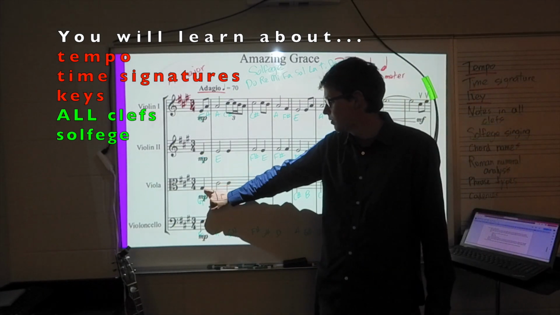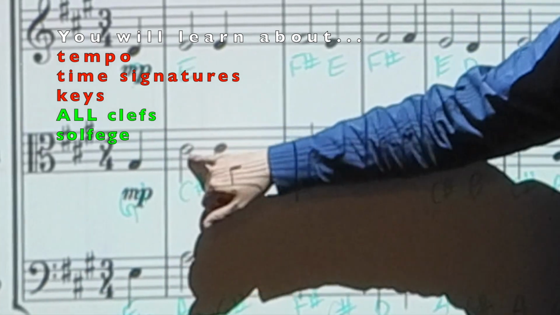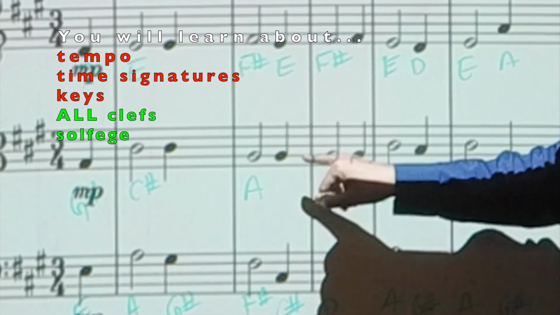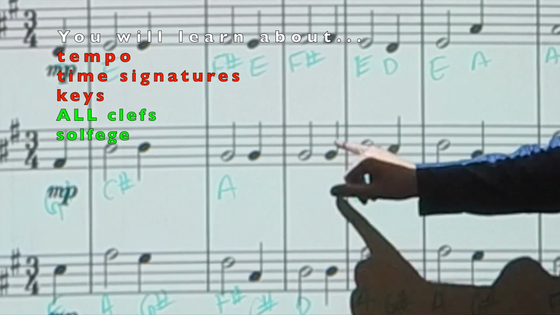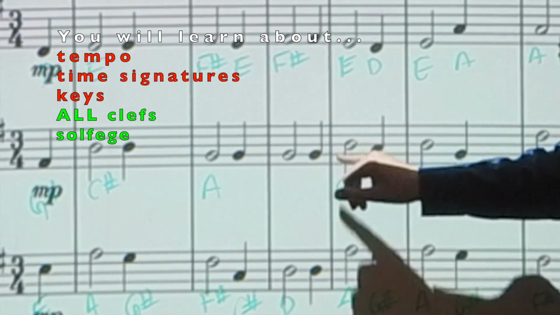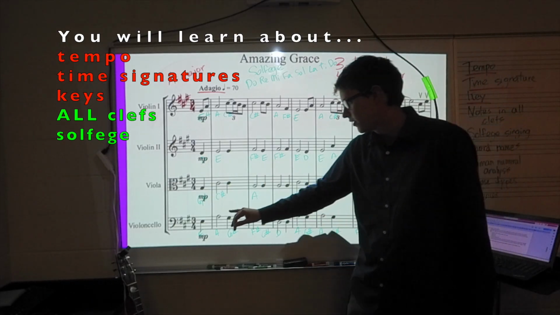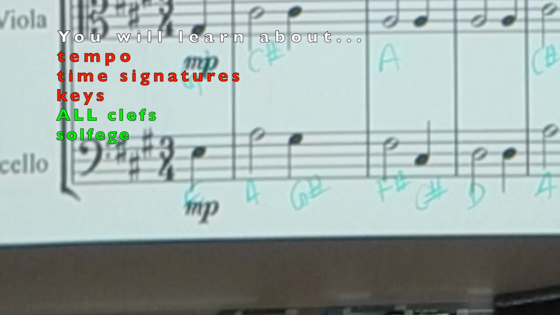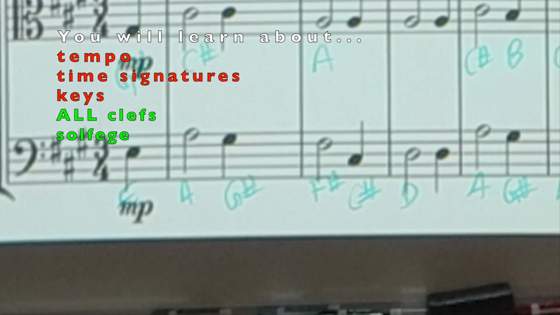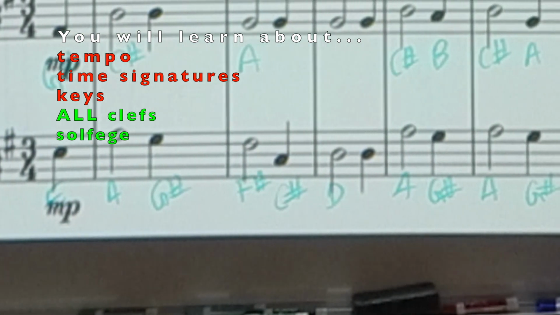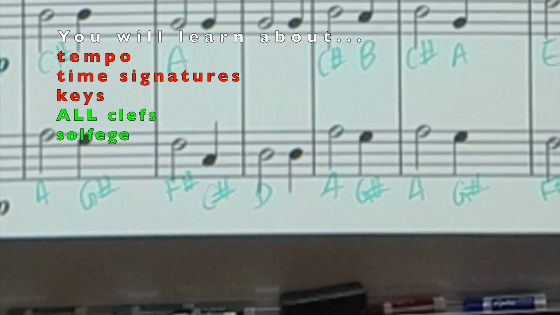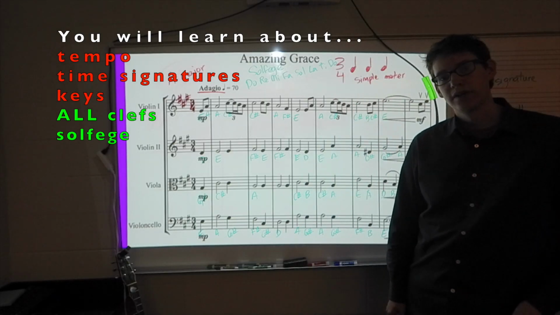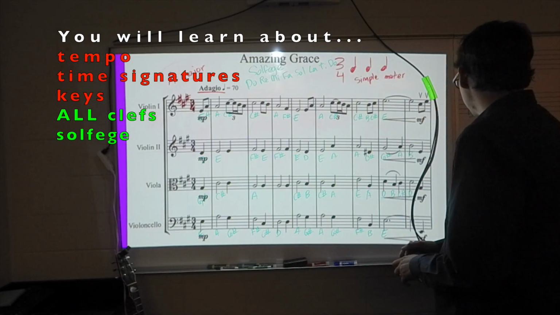The alto line would be ti, mi, do, do, mi, and so on and so forth. The cello line, the bass clef, sol, do, ti, la, mi, fa, do. And that is a big part of AP Music Theory.